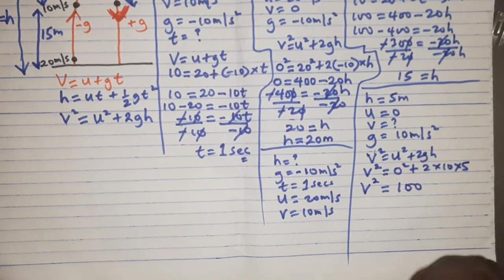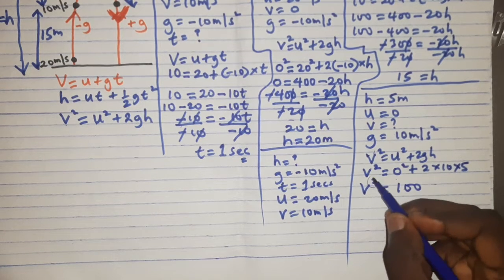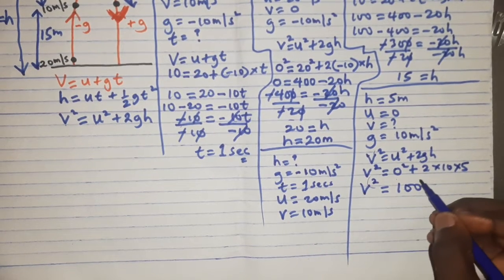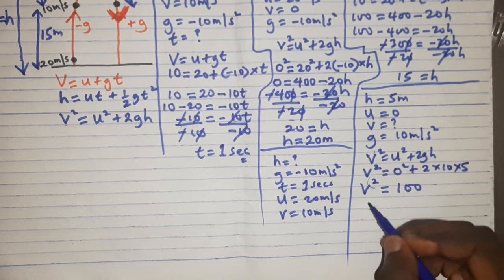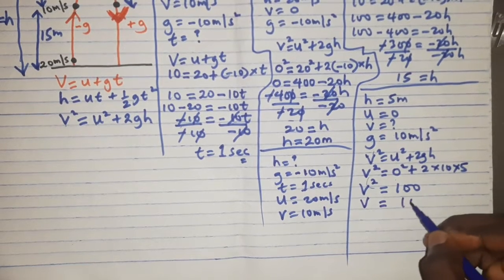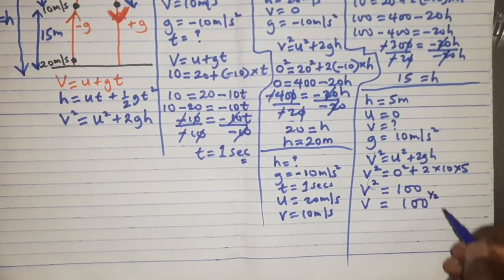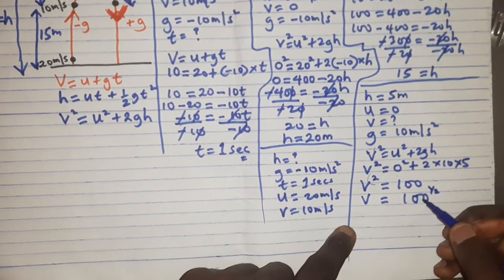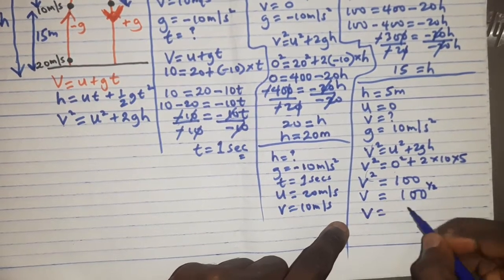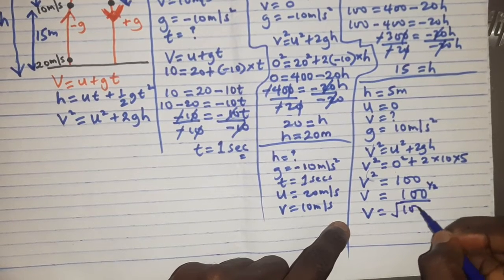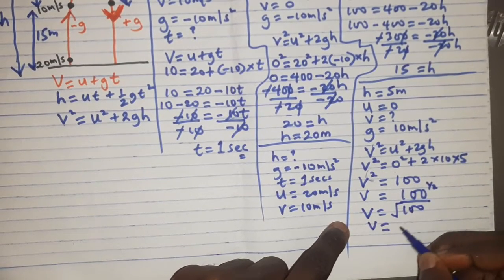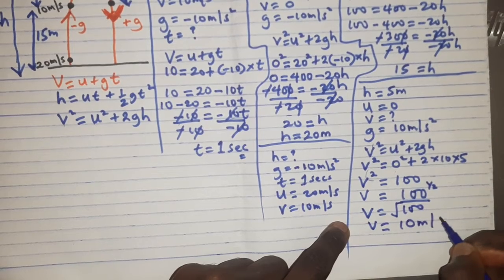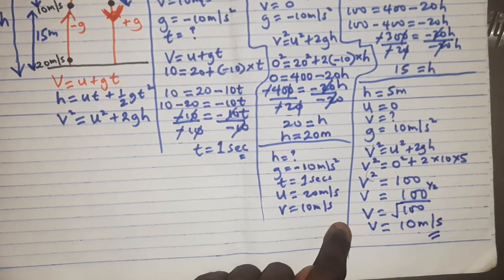Then, of course, the square leaves here and becomes 1 over 2 for 100, and any number raised to the power 1 over 2 means you're finding the square root of the number, following laws of indices. So v equals square root of 100. So v equals 10 meters per second, as we predicted at the beginning. So that's it, very simple.